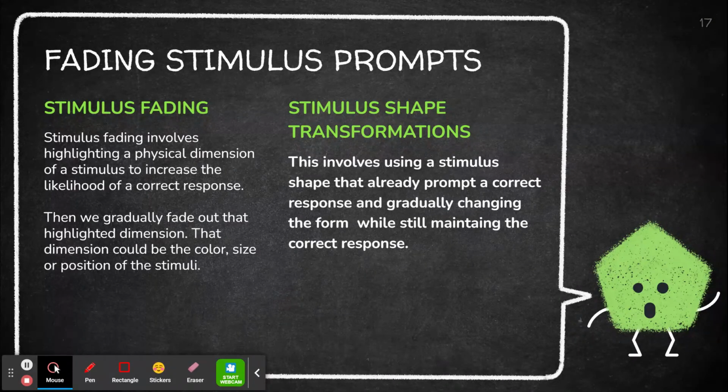Another way we fade out stimulus prompts is through stimulus shape transformations. That is taking a stimulus shape that's already prompting a correct response and gradually changing its form while still maintaining that correct response. And I'll show you some examples.